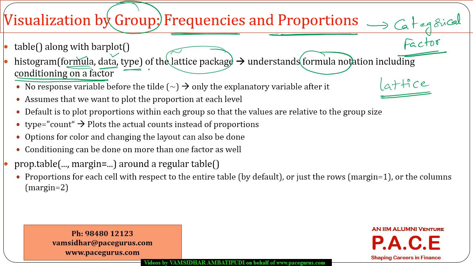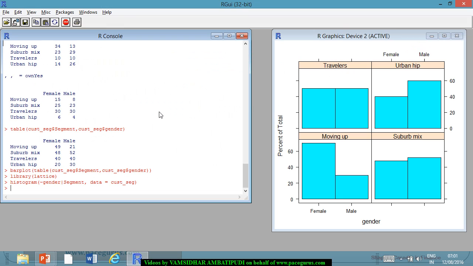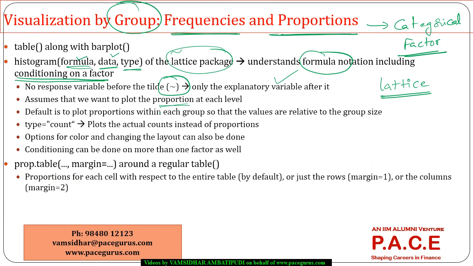So a few things I need to remember in this histogram formula. I don't need any response variable before the tilde because it automatically understands that it has to do the counting of the explanatory variable. If I just provide the explanatory variable, it is quite sufficient. It is assuming that we are more interested in plotting the proportions at each of the levels, the mix of males versus females. So as a default, it is plotting the proportion.